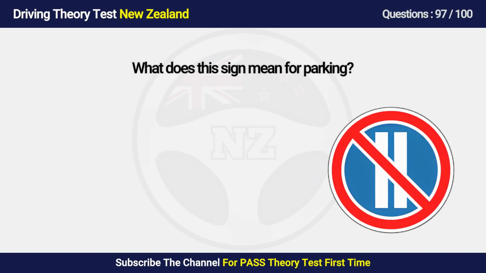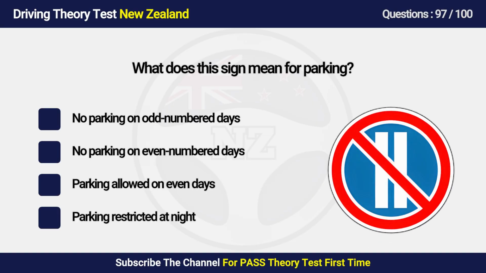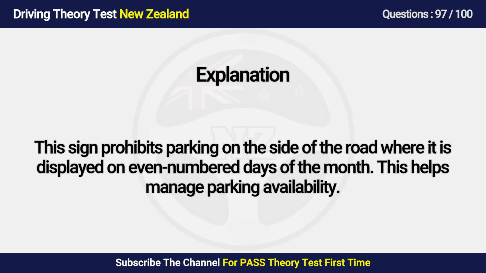Question 97. What does this sign mean for parking? A. No parking on odd days. B. No parking on even days. C. Parking allowed on even days. D. Parking restricted at night. Answer is B. No parking on even days. This sign prohibits parking on the side of the road where it is displayed on certain days of the month. This helps manage parking availability.